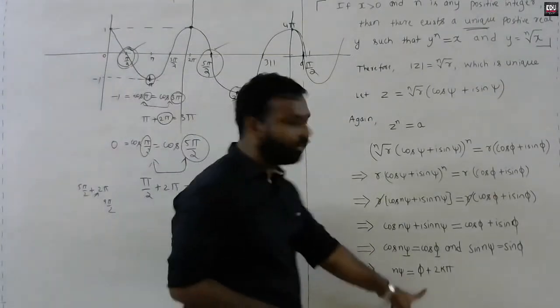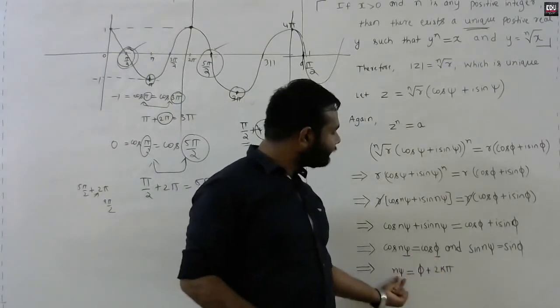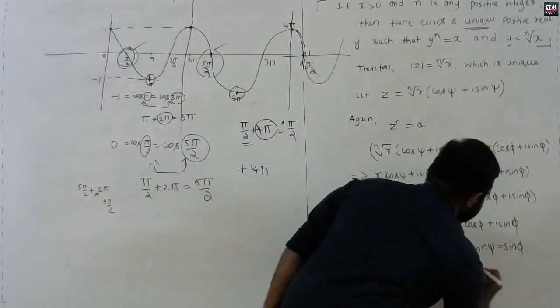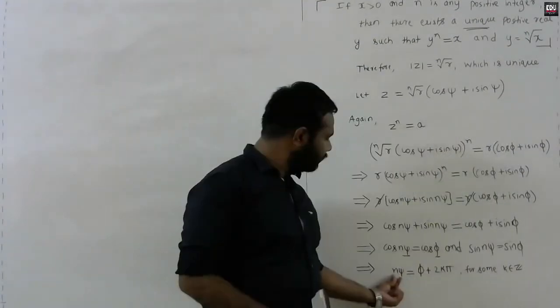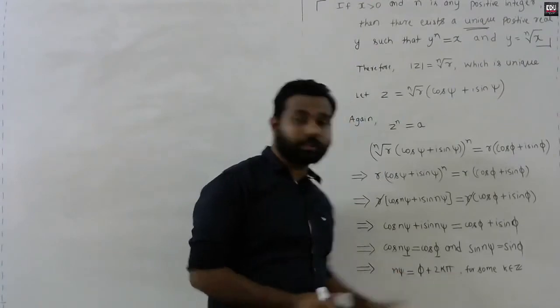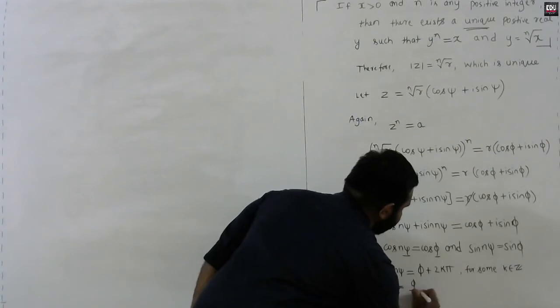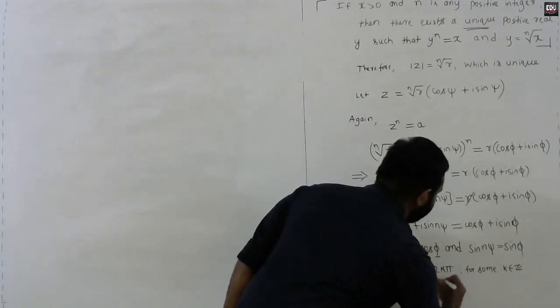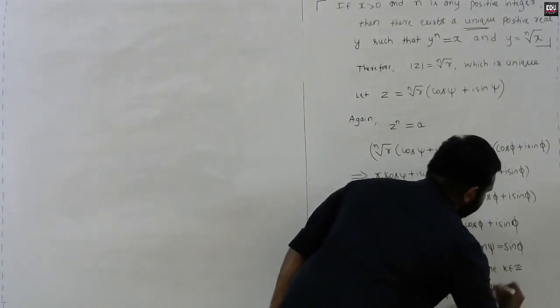The same idea I'll use here. Cos n psi equals cos pi implies that n psi will be pi plus 2k pi, for some integer k. Now n psi equals pi plus 2k pi implies psi will be pi by n plus 2k pi by n, for some integer k.